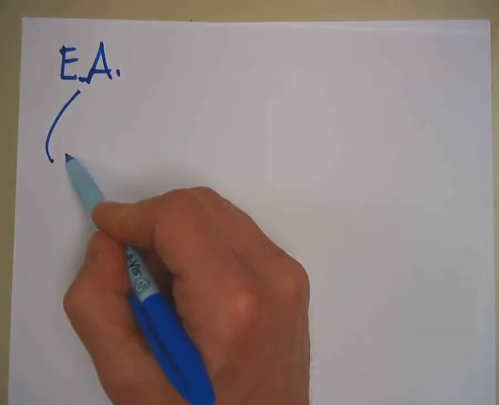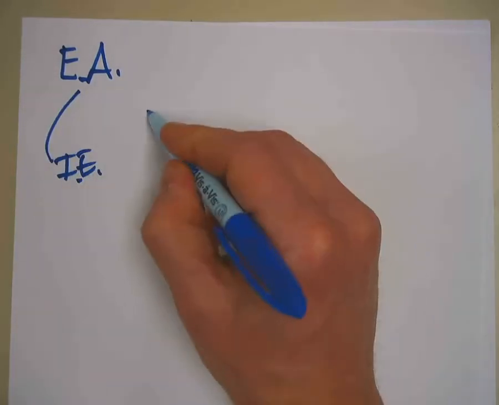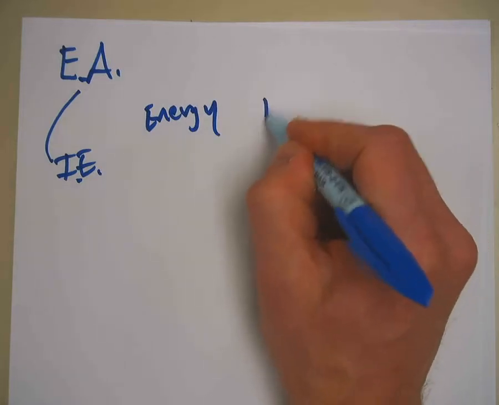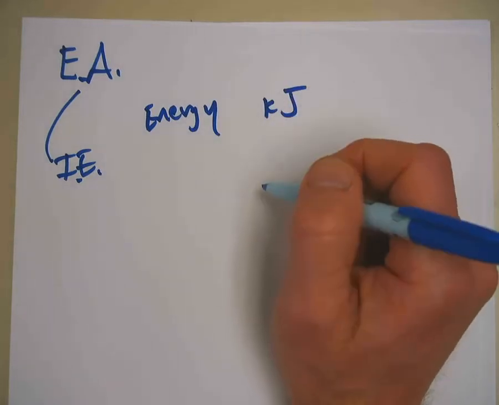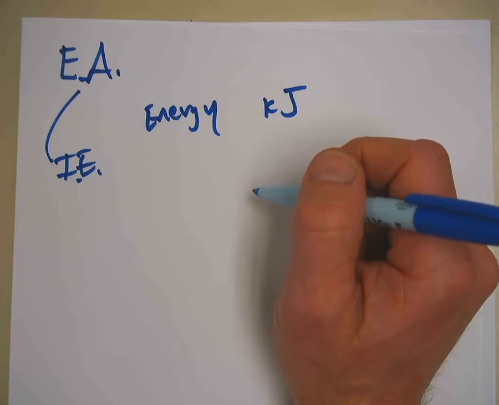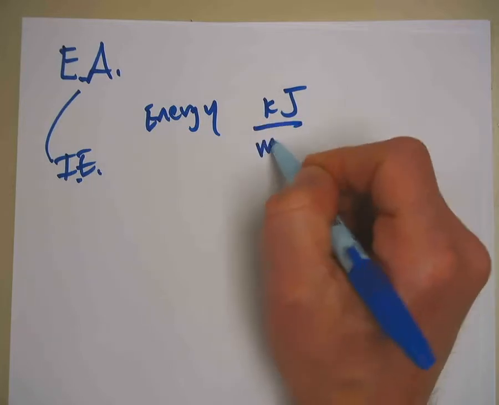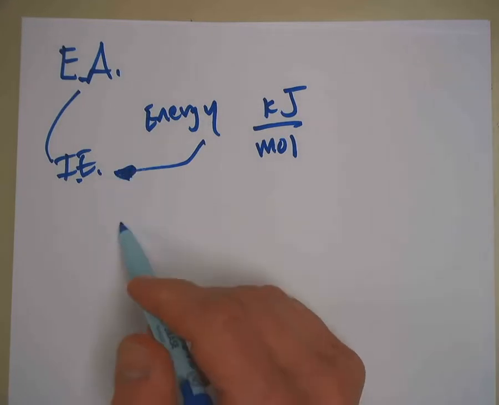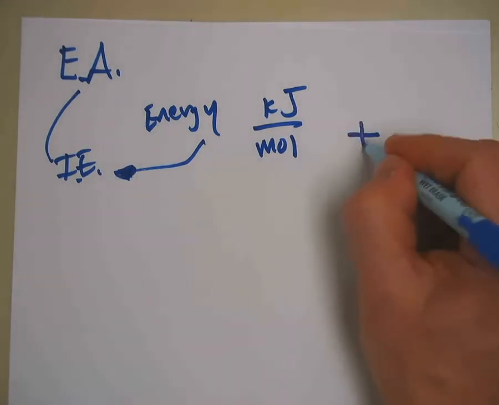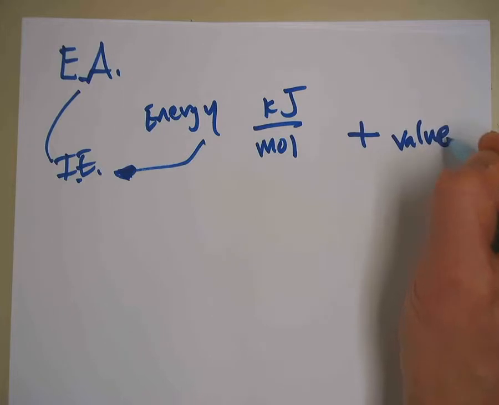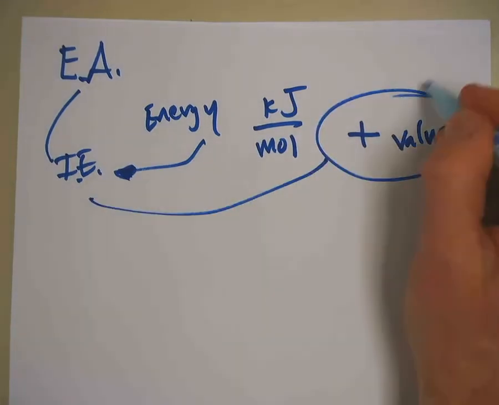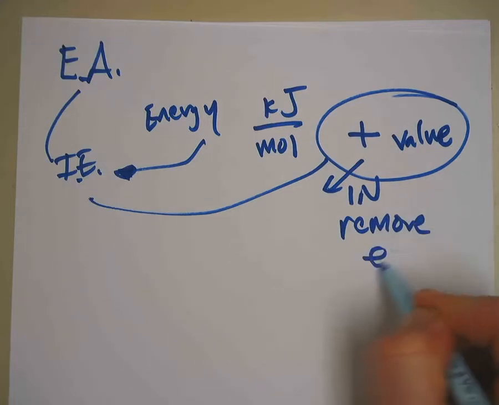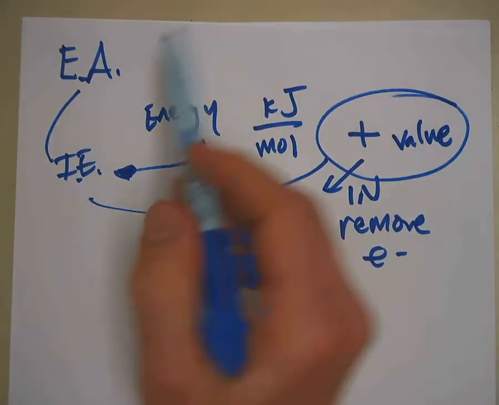Electron affinity and ionization energy, I said, are both amounts of energy. And remember, the energy is in kilojoules. And the amount of energy needed to remove an electron in ionization energy is given in kilojoules per mole of that gaseous ion or that gaseous atom. And notice that it is always a positive value. Always a positive value because you have to put energy in to remove an electron. You have to put energy in to remove an electron, okay?